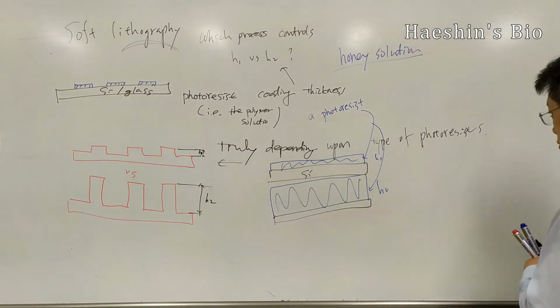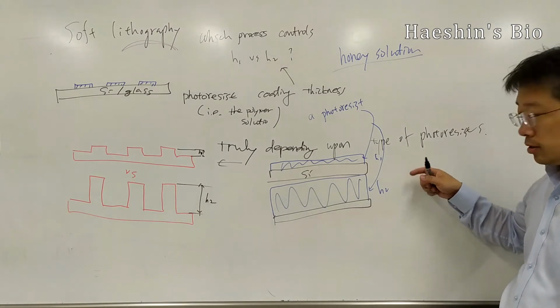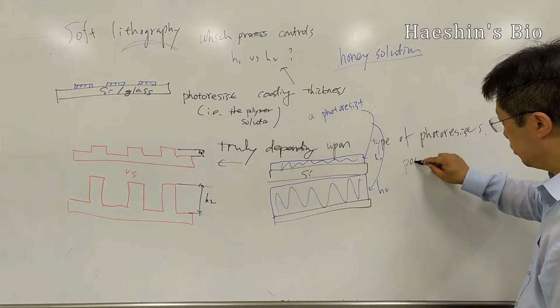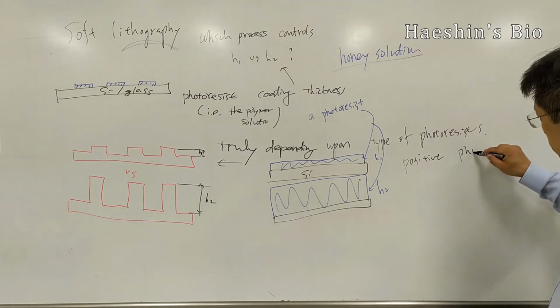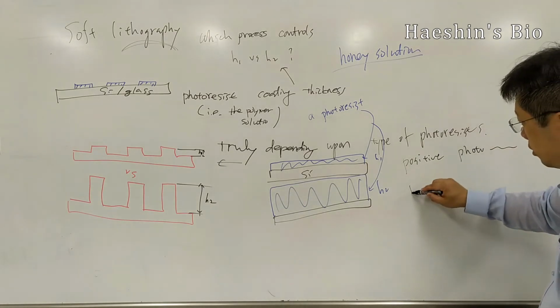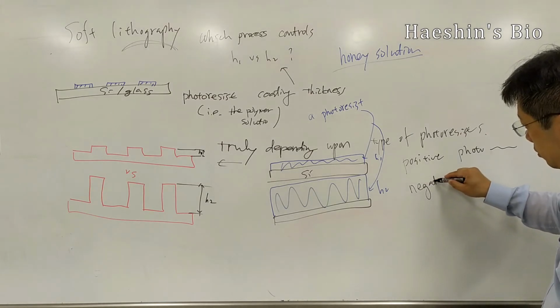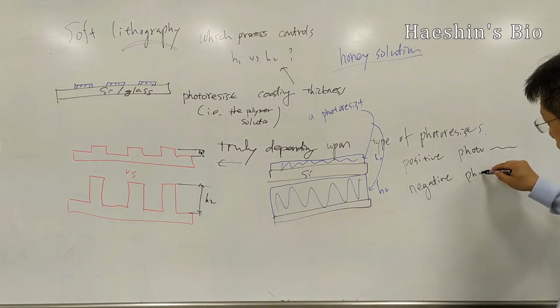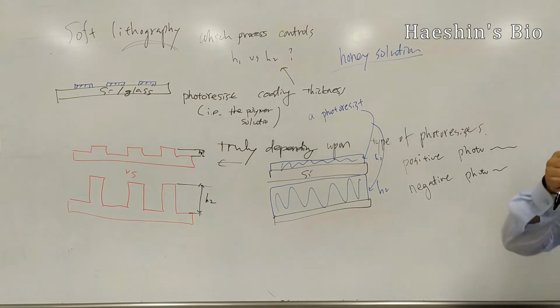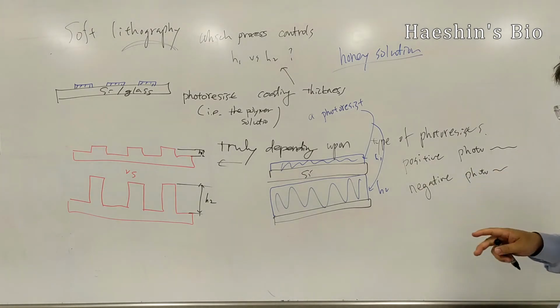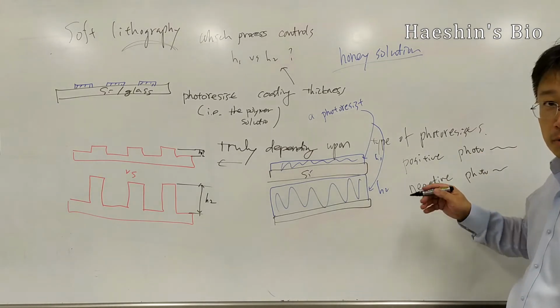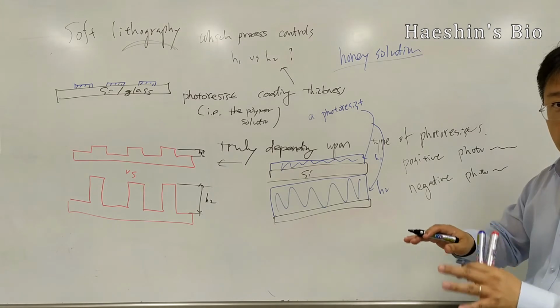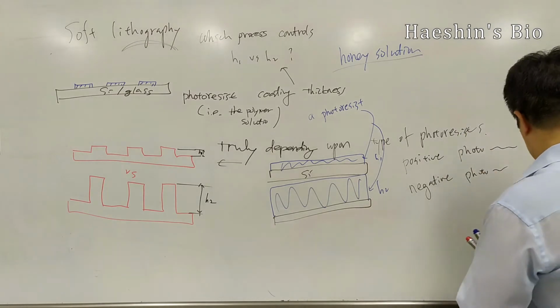Okay. So there are two types of photoresist. One is positive photoresist, and there's a negative photoresist. Okay. So the definition of positive here is a practical definition, because it comes from the whole practical process of the lithography.